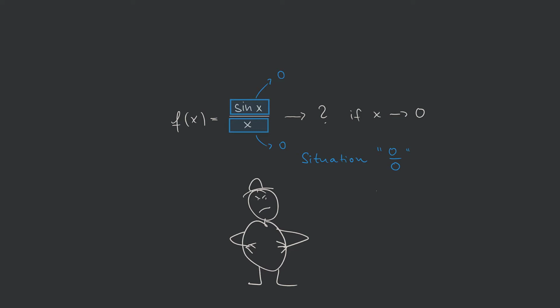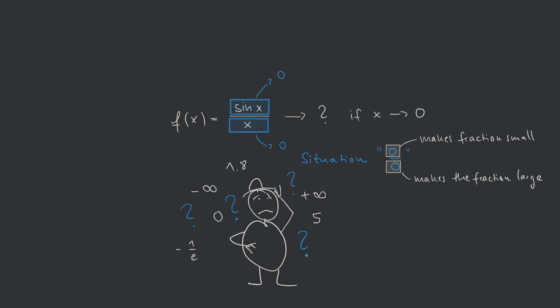Loosely speaking, the 0 in the numerator makes the fraction small, whereas the 0 in the denominator makes the fraction large. So in a way, we are not sure which one wins in that situation. That means, will the function go to plus or negative infinity? Will it tend to 0? Or will it tend just to some other limit value? Well, fortunately, we don't have to invest much work to answer that question.